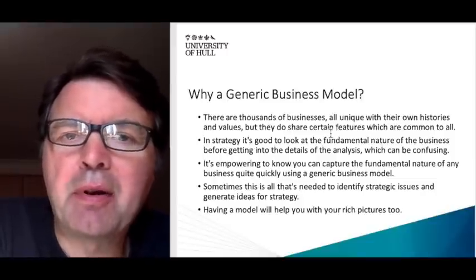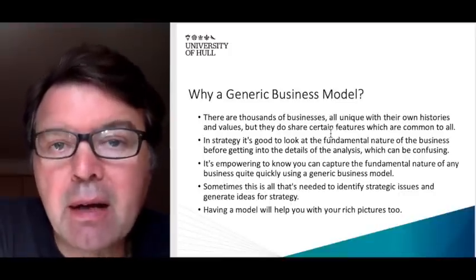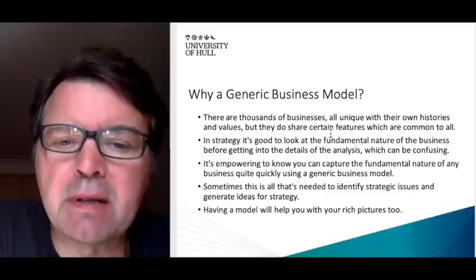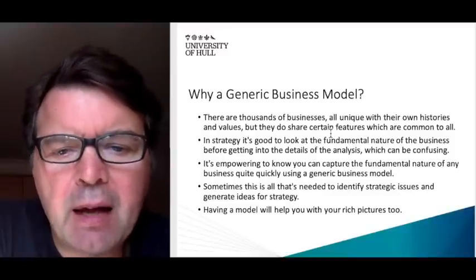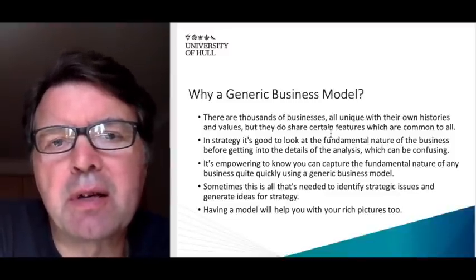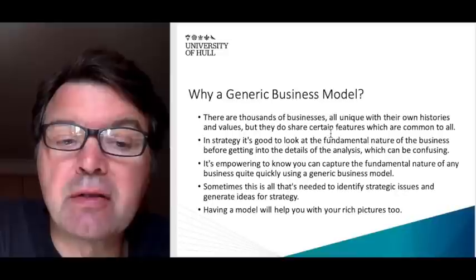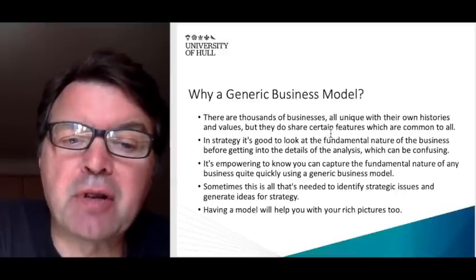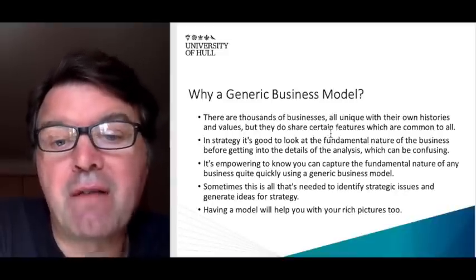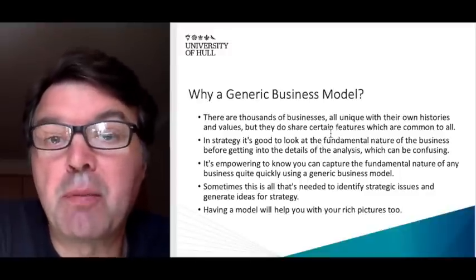So I personally like to spend a little bit of time making sure that I'm clear about the fundamental nature of the business. And certainly for me, when I started out doing strategy projects, I found it really empowering to know that you can capture the fundamental nature of any business quite quickly if you've got a good general model of a business.